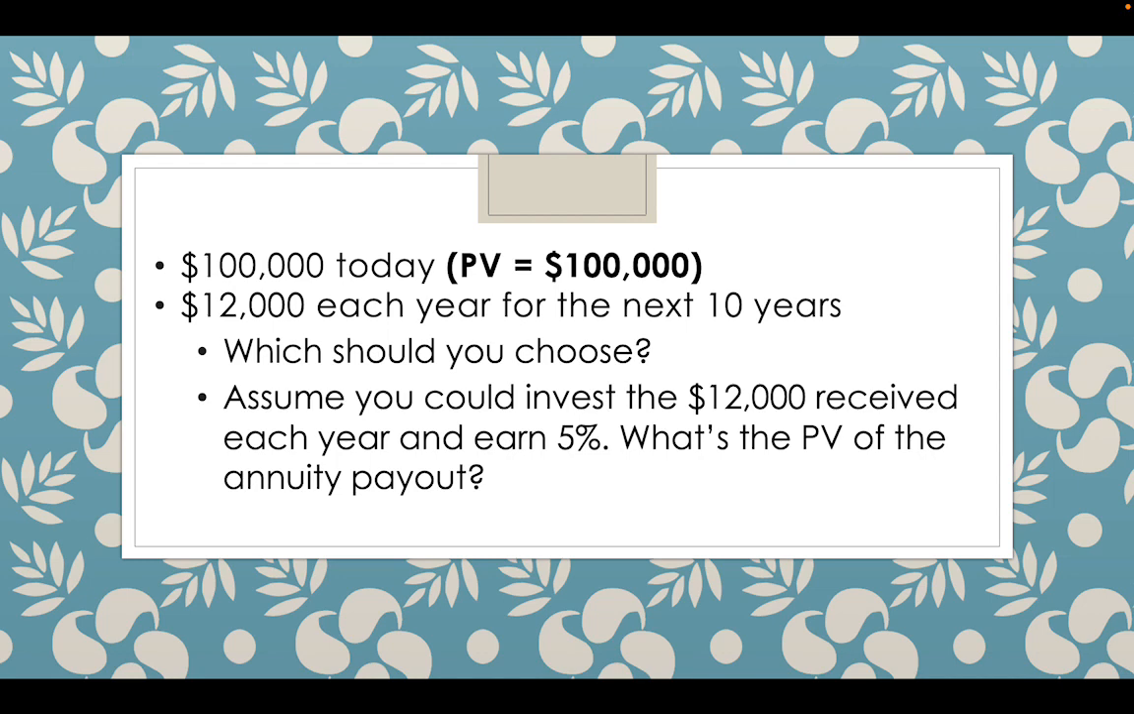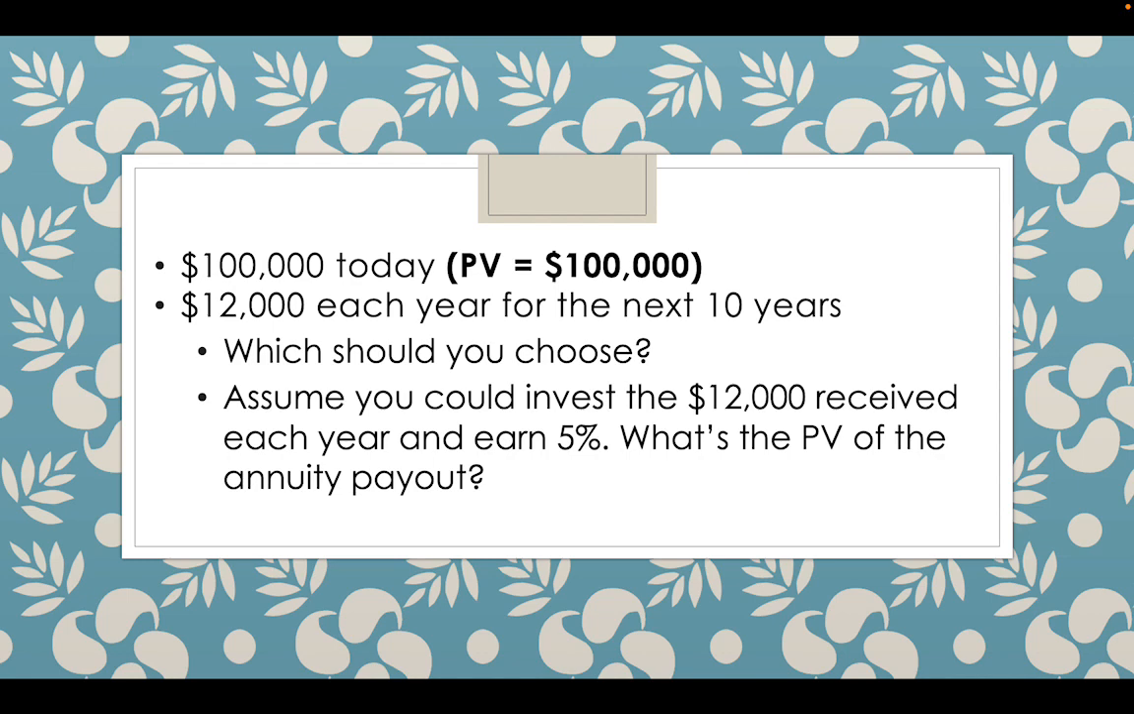And the assumption that I'm going to make in this example is that you could invest that $12,000 each year and earn 5%. And so the question is, what's the present value of this annuity where we would get $12,000 every year for the next 10 years? And we could take that $12,000 and invest it at 5%. So my I would be equal to 5 and my N would be equal to 10. Now, what's the present value of the annuity payout?